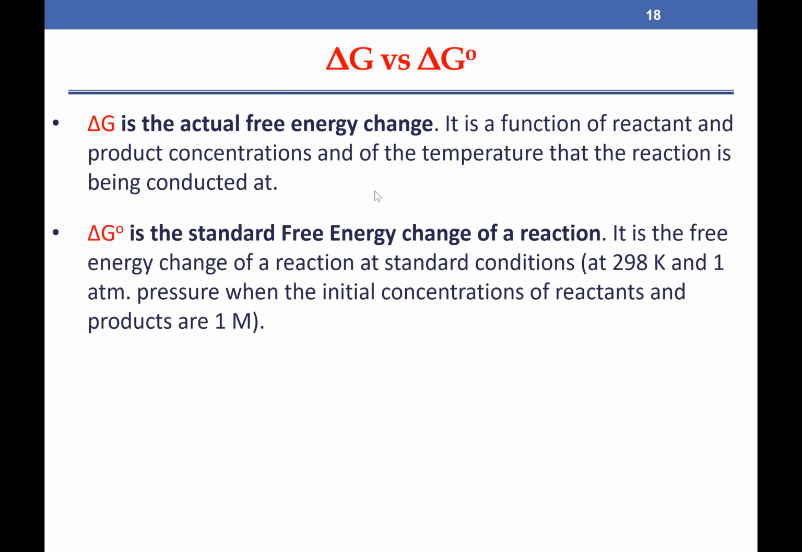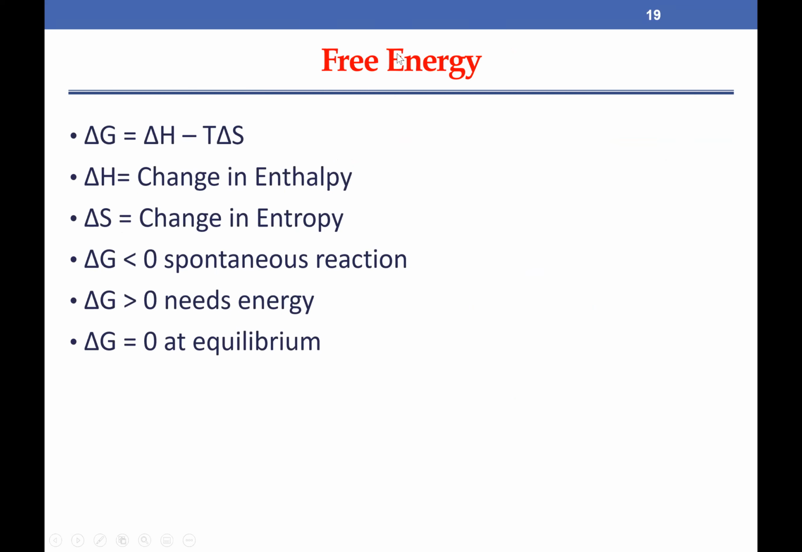This is simple. What's the difference between delta G and delta G standard? Like I said, delta G was the free energy change, right? And standard is when I specify standard conditions, which was standard temperature, standard pressure, standard concentration of reactants and products.